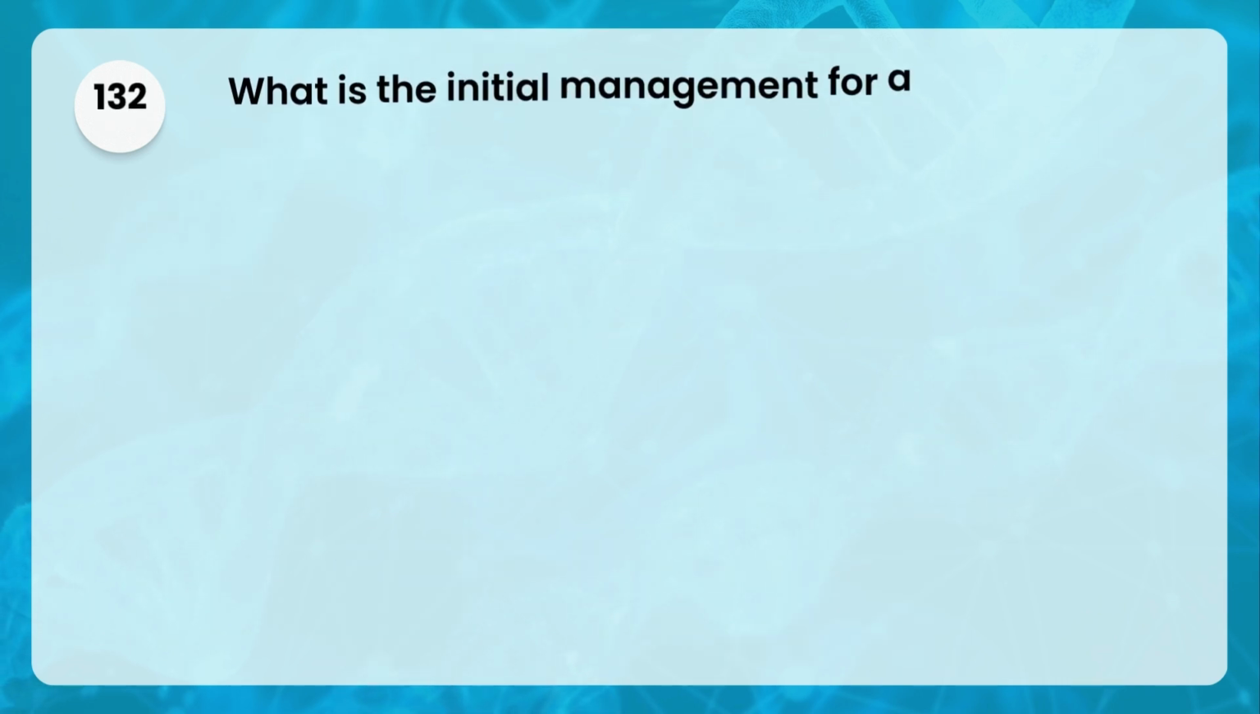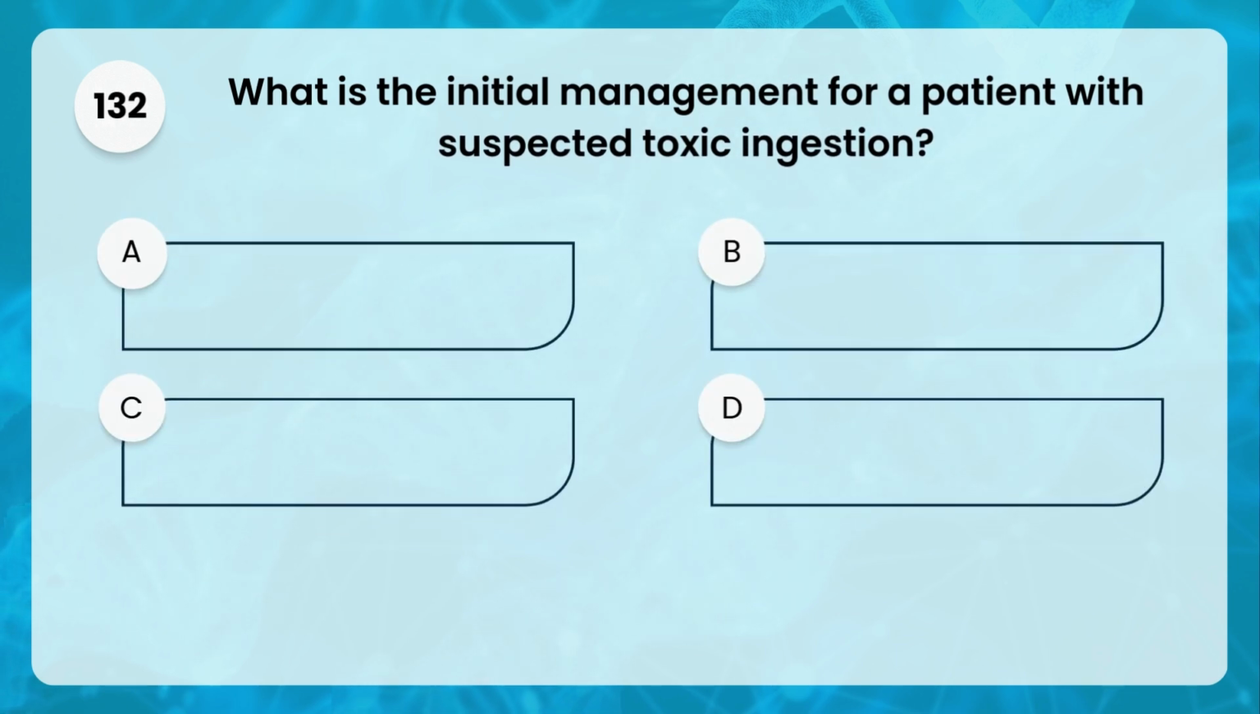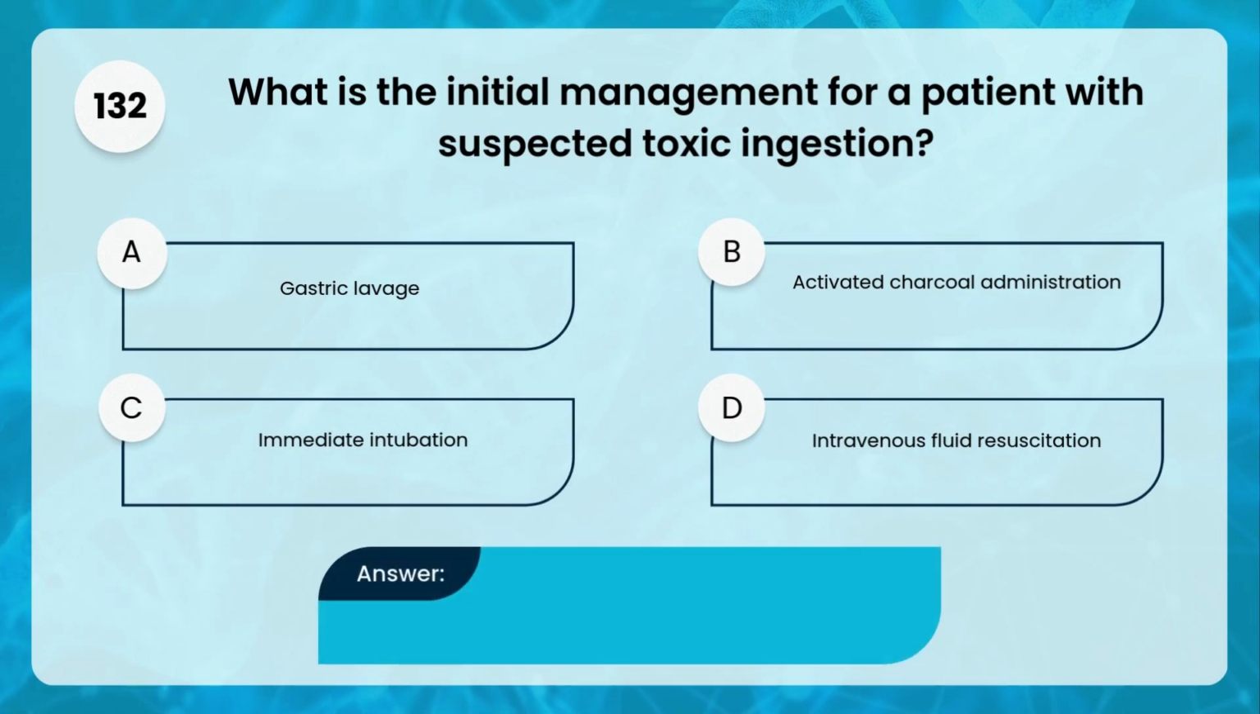132. What is the initial management for a patient with suspected toxic ingestion? A. Gastric lavage. B. Activated charcoal administration. C. Immediate intubation. Or D. Intravenous fluid restriction. The answer is B. Activated charcoal administration.